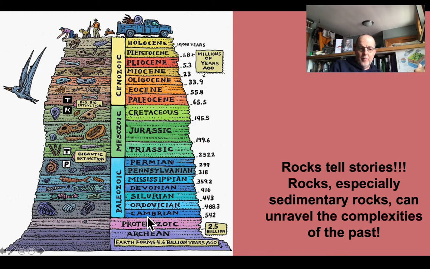Then we have the period of most of the Earth's history, 4 billion years that include the Proterozoic and the Archean, with the Earth forming 4.6 billion. And one of the themes of this particular slideshow has to be that rocks tell stories, or rocks, especially sedimentary rocks, can unravel the complexities of life. And the reason I say especially sedimentary rocks is because in this period, since the evolution of exo and then internal skeletons, we've been able to unravel this complexity through fossil discoveries.